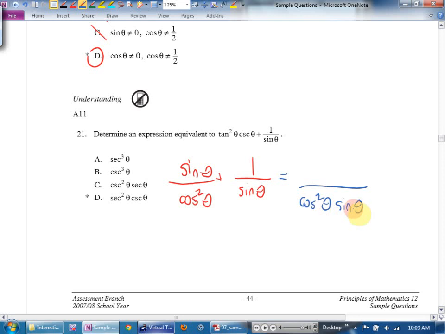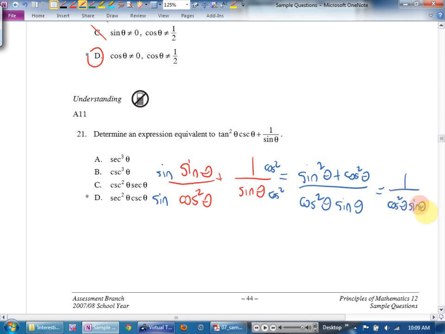Oh, I get it. What would I multiply a sine by to get a cos squared sine? And I just got my nerdy adrenaline rush because I went, you know what sine squared plus cos squared is? This is 1 over cos squared theta sine theta. Rats, I don't see that anywhere. Oh, wait a minute. What is 1 over cos squared the same as? Secant squared. And what is 1 over sine the same as? Cosecant. This is secant squared cosecant.